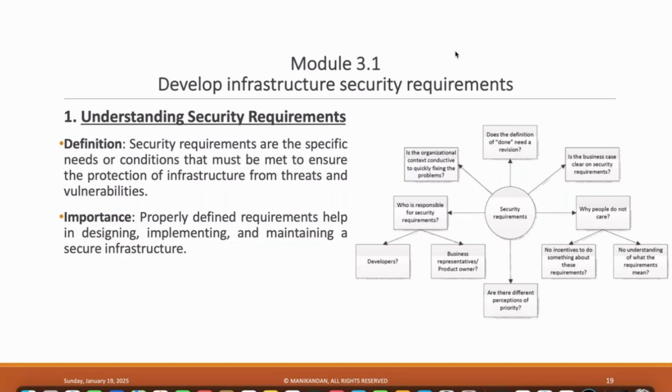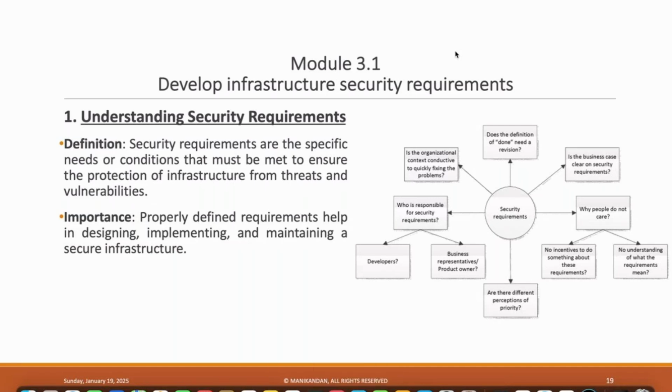If you see on the right hand side, security requirements deal with multiple elements. First is the organizational. The first thing we have in terms of security requirements is the business case being clear on security requirements. Why do people not care? Because there are no incentives to do something about these requirements, no understanding of what the requirement means, or there are different perceptions of priority.